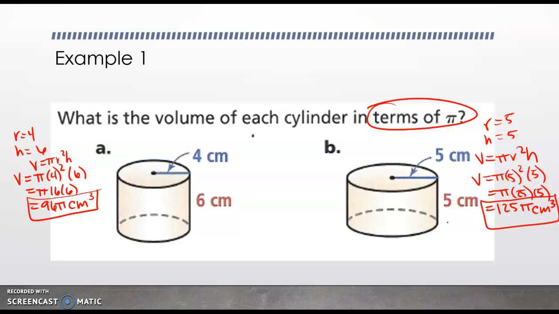So those are our first two. Again, these are when it says in terms of pi. If it didn't say in terms of pi and it said use 3.14, then you would take that 96 times 3.14 or that 125 times 3.14. This just says in terms of pi, and we leave it at that.